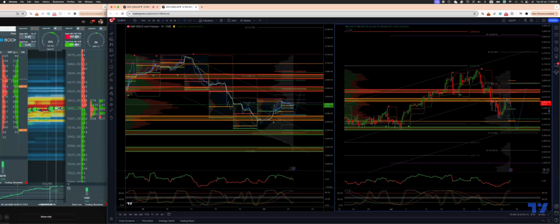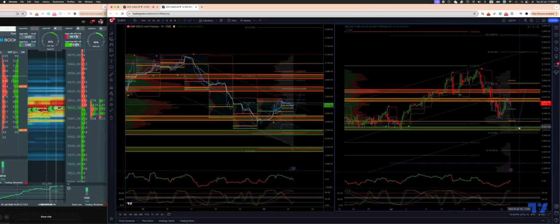In terms of catalysts, we have Tesla and Alphabet reporting after the close today. So that could provide a little bit of volatility. We also have PCE data and US GDP into the back end of the week, which will also likely give us some volatility. So I'm watching very carefully these key zones at the moment.